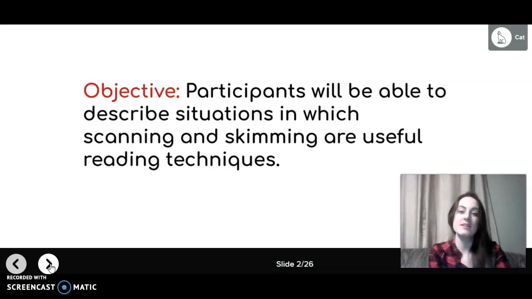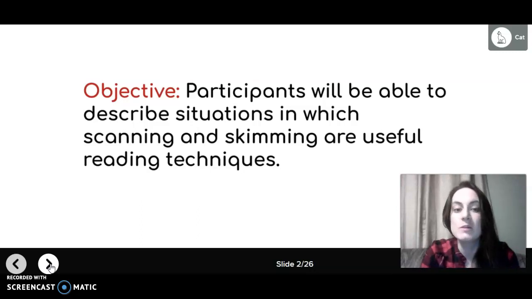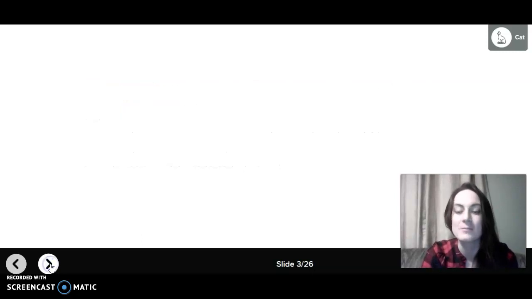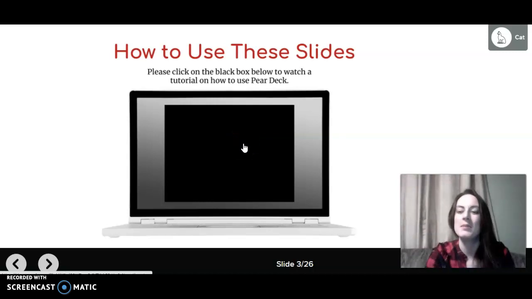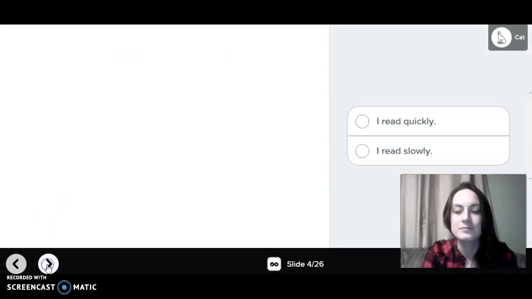So the objectives for this lesson are that participants will be able to describe situations in which scanning and skimming are useful reading techniques. So if you'd like to know how to use Pear Deck on your own, you can click the box right there and it'll pop up and show you how.